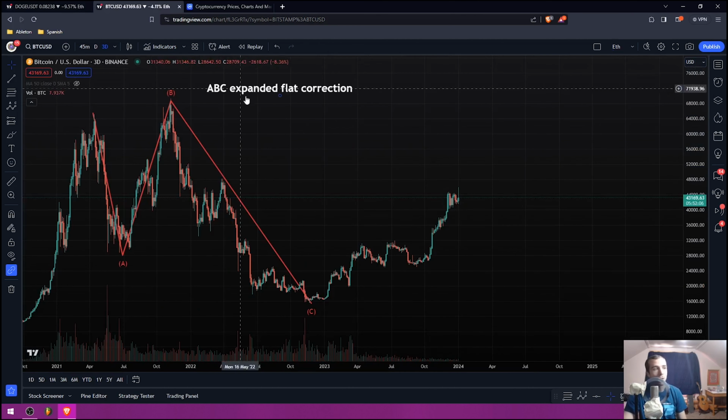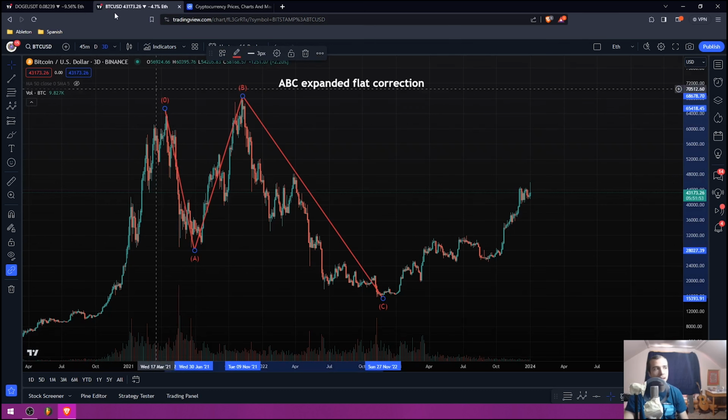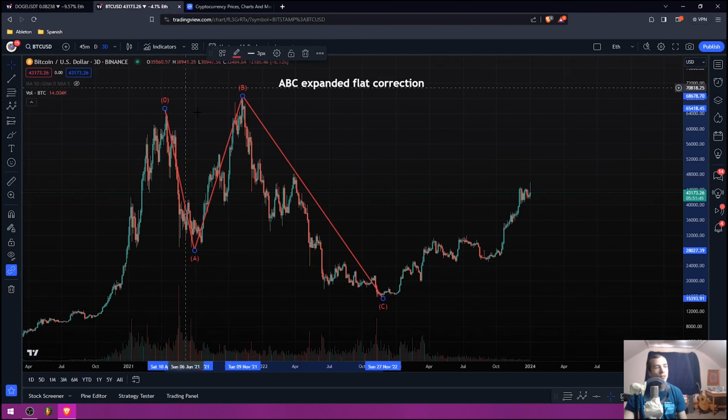So let's look at Bitcoin, because Bitcoin is an expanded flat ABC correction. You can see we have our A wave down. And by the way, this here is April of 2021 at the very top. And if you go over here on Dogecoin, you can see that May of 2021 was the top of Dogecoin. So they topped at very similar places in their cycle, almost the same point. So you get our A wave down here.